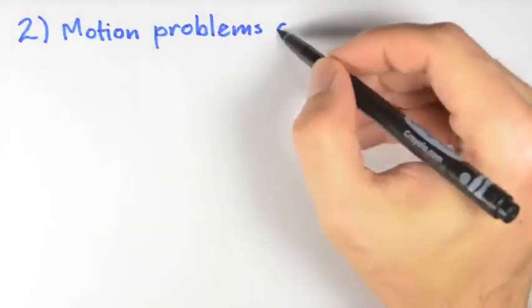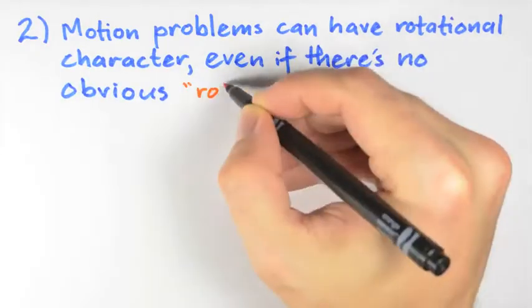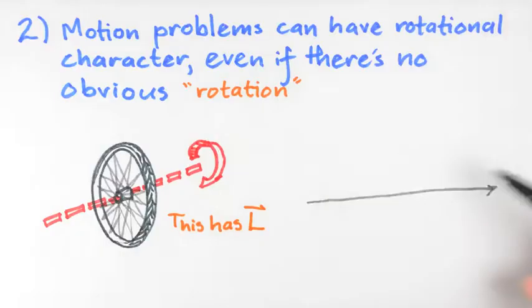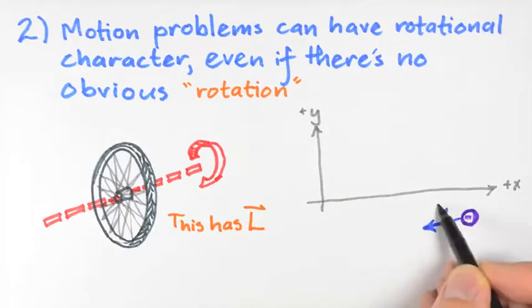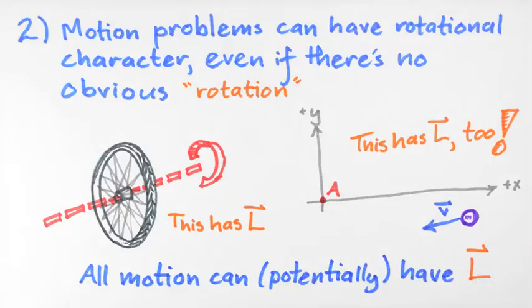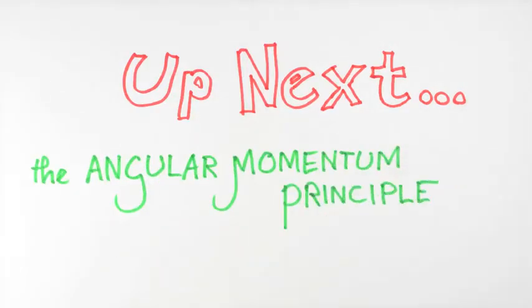Two. Motion problems can have a rotational character even in cases where we don't have obvious rotation about something physical, like an axle or a hub. Our clicker question is a good example of this. This means that the concept of angular momentum can be applied much more generally than you might think at first glance. We'll see how that plays out as we begin to apply our angular momentum principle, which we'll start doing beginning in a lecture coming up soon.